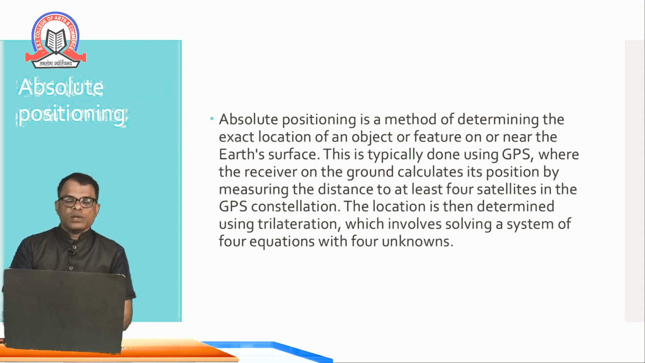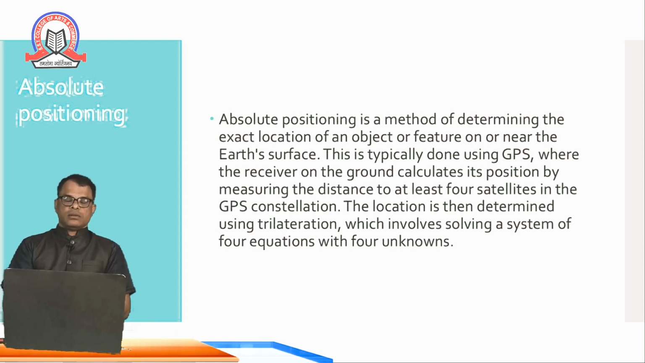Then there is one more term which we should know, that is absolute positioning. Absolute positioning is a method of determining the exact location of an object or feature on or near the Earth's surface. This is typically done using GPS, where the receiver on the ground calculates its position by measuring the distance to at least 4 satellites in the GPS constellation. The location is then determined using trilateration, which involves solving a system of 4 equations with 4 unknowns.